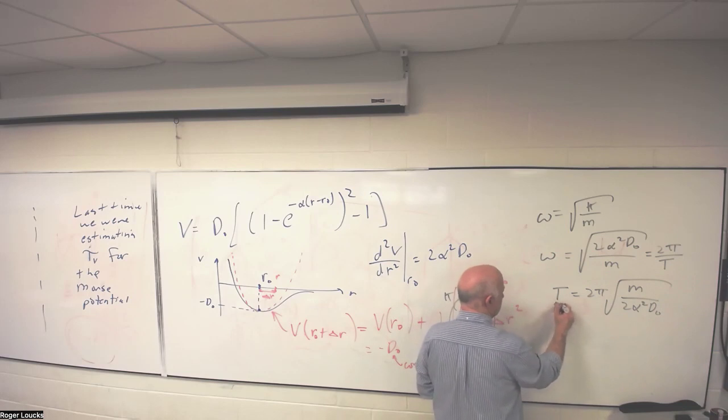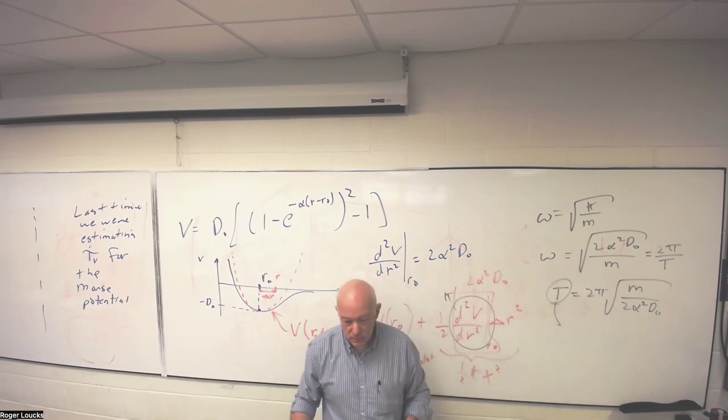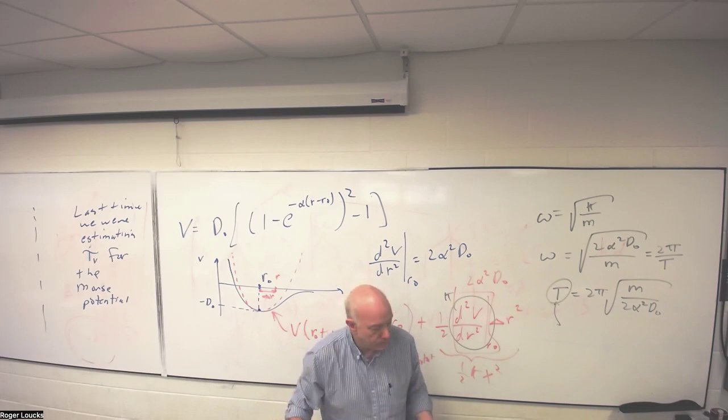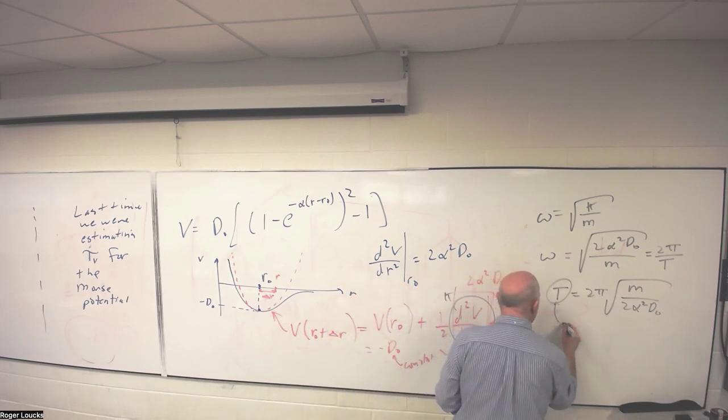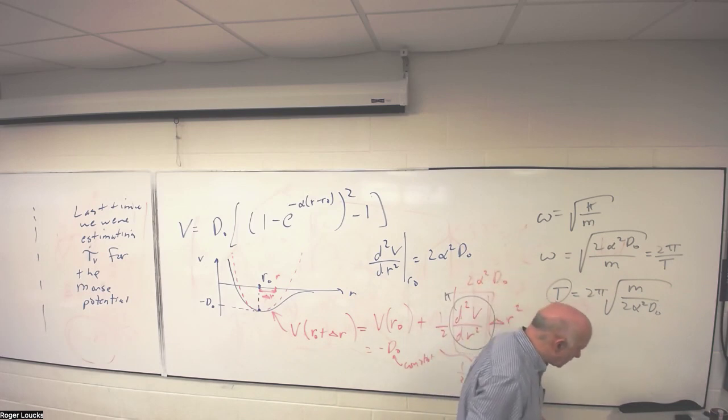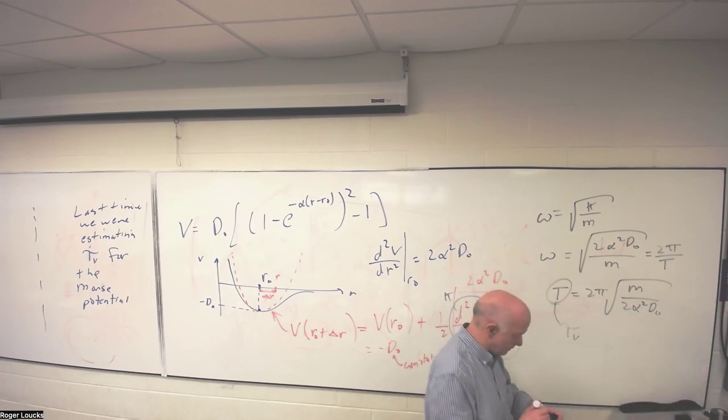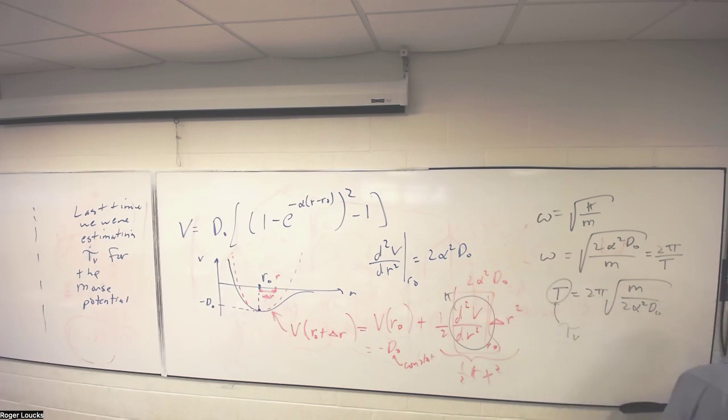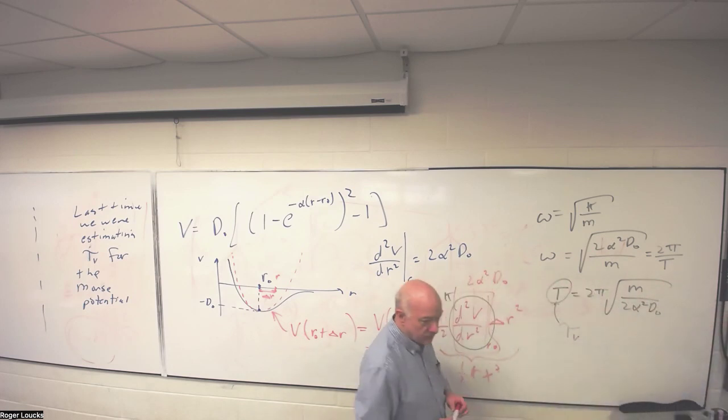What is this period here? That period is approximately the time scale. It's going to scale the vibrational time scale. So we said that this is going to be a good estimation for a vibrational time scale. Does that make sense?